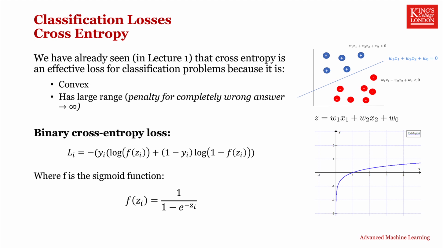Therefore, in the first lecture, we looked at use of cross-entropy for classification, which we saw was convex for a single neuron at least, and also it offered advantages in that it had a large range sufficient to distinguish clearly between very wrong and slightly wrong answers.